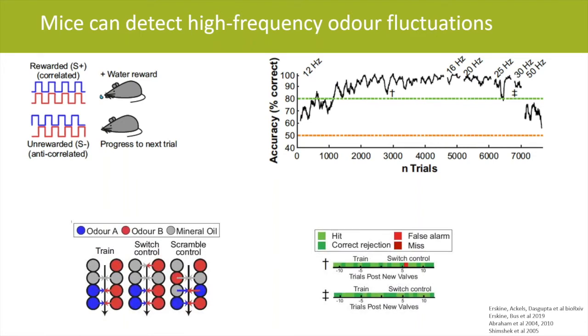Now we did multiple controls. One of the important ones was a scrambling of the valves. So we used a set of valves to train the animals and then scrambled them around to check that the valve clicking is not creating a different set of cues for the animals.